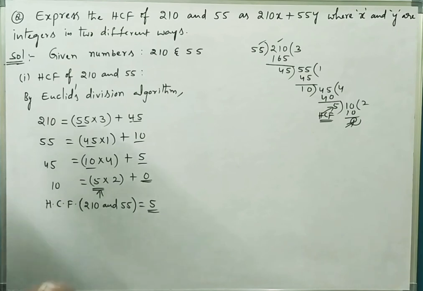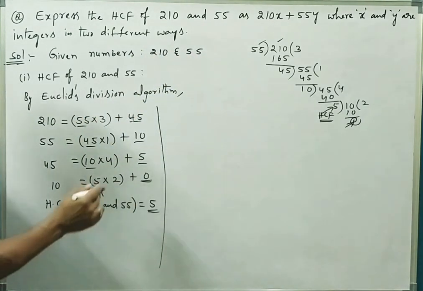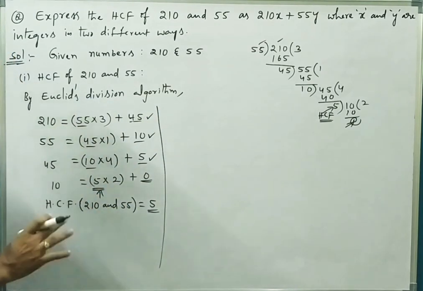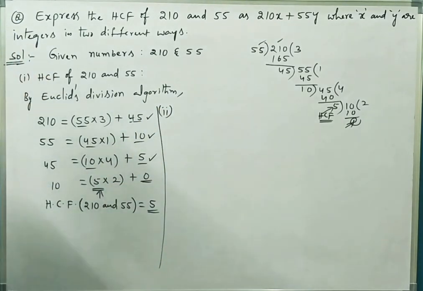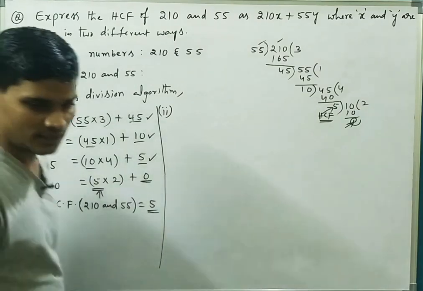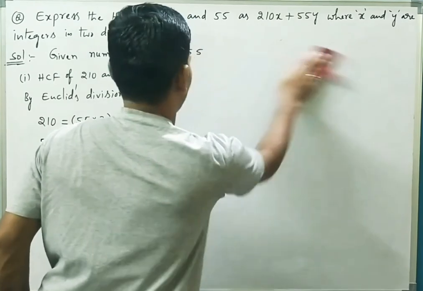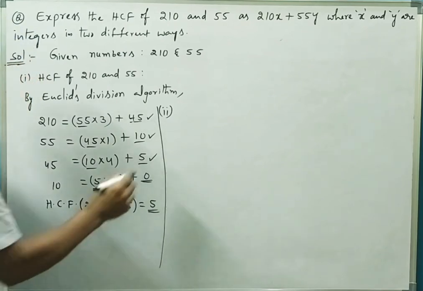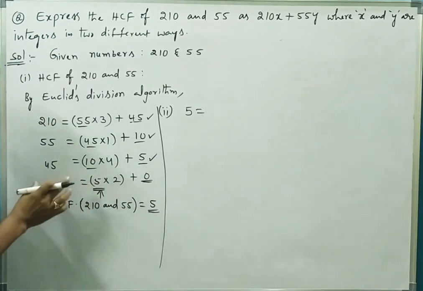Then your task now is to express this 5 in terms of 210 and 55. For this, you have to make use of these remainder structures. So one by one, let us see how we write. This is the second part of the problem. I think you may have understood. Let me erase this portion. Yes, 5. How can we write 5 in terms of 210 and 55?